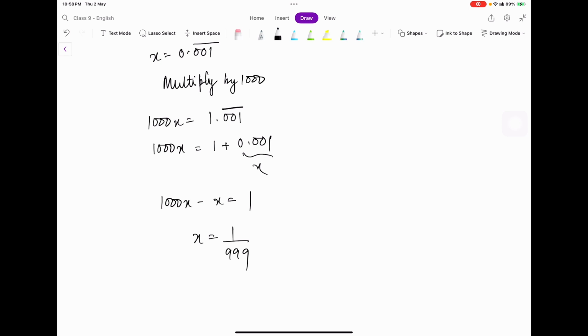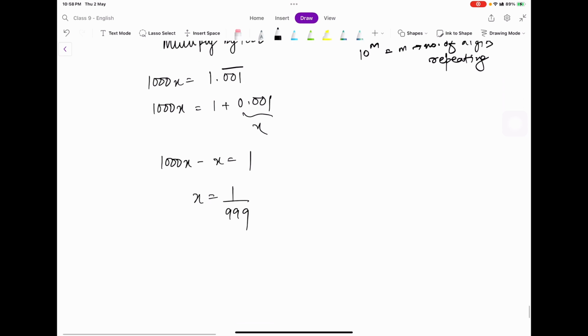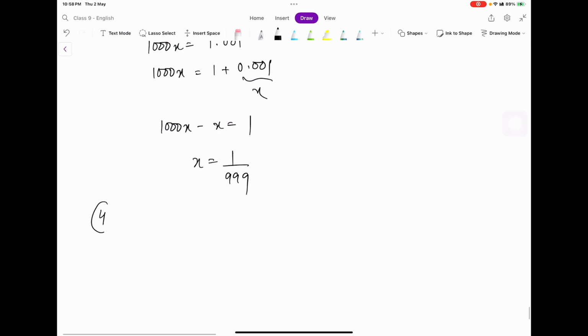Since there are 3 digits repeating, we will multiply by 1000. How many digits are repeating? You multiply by 10 to the power m, where m is the number of digits repeating, which gives the number of zeros. If 2 digits are repeating, multiply by 100; if 3 digits, 1000. Okay, understood. We'll go for the fourth question.